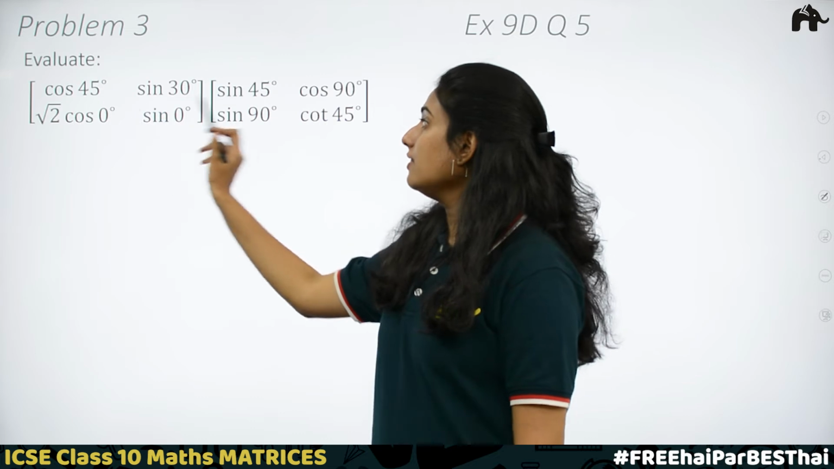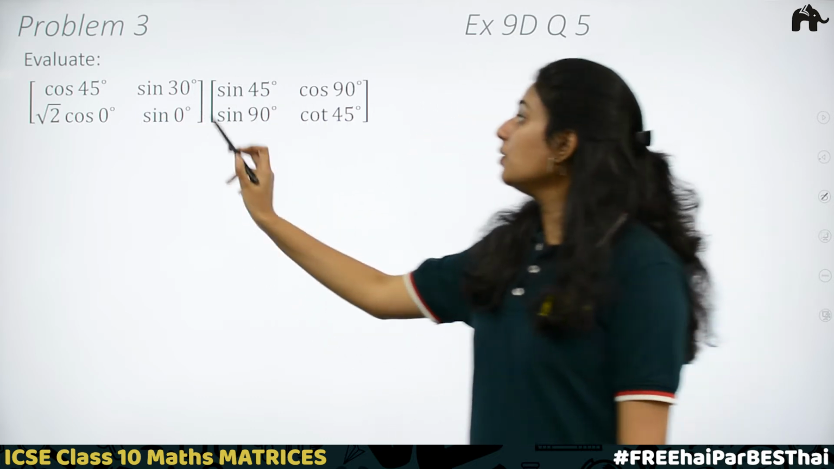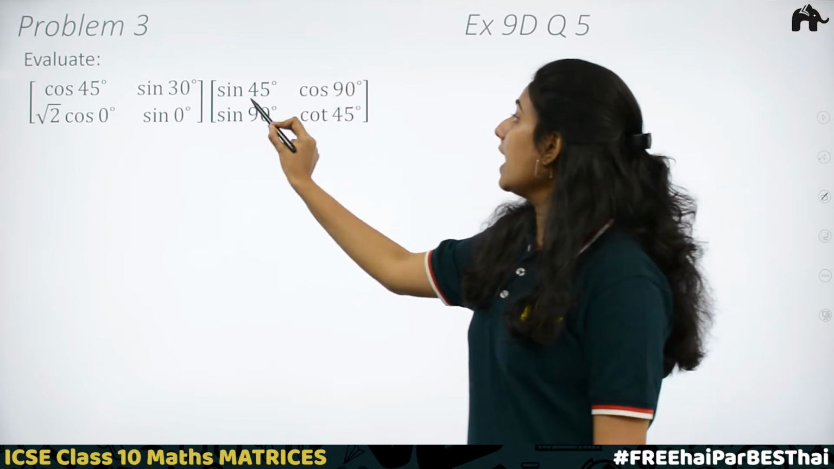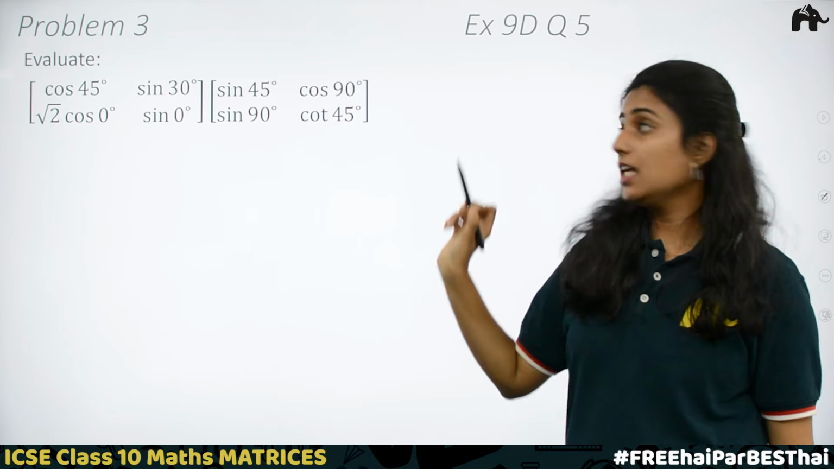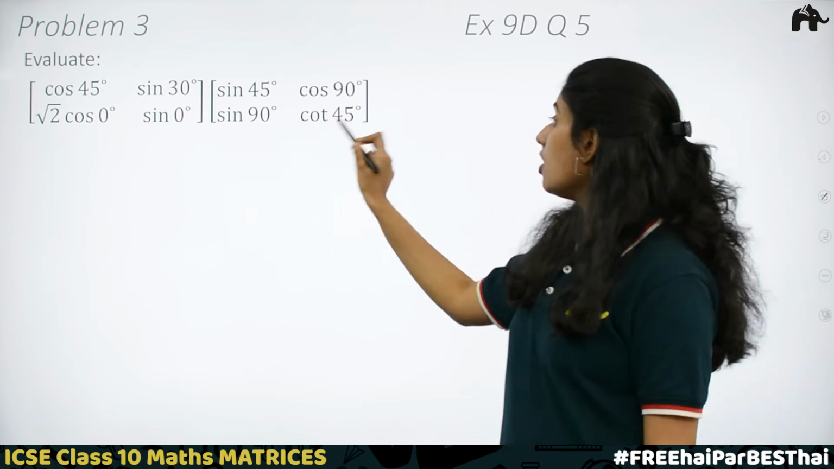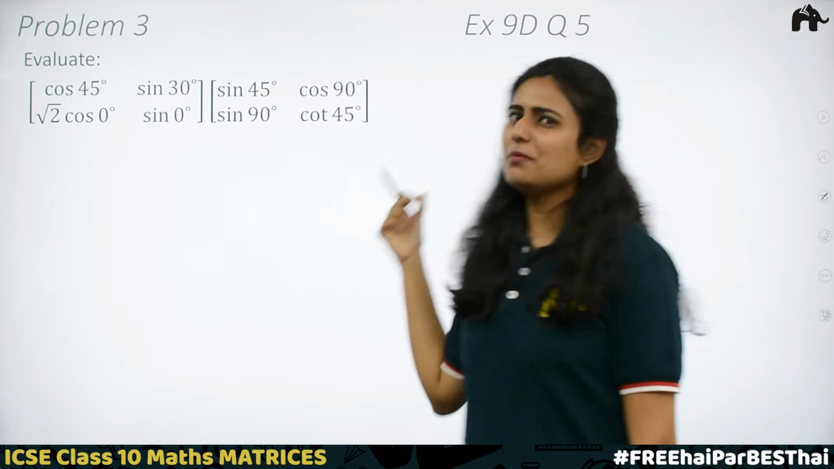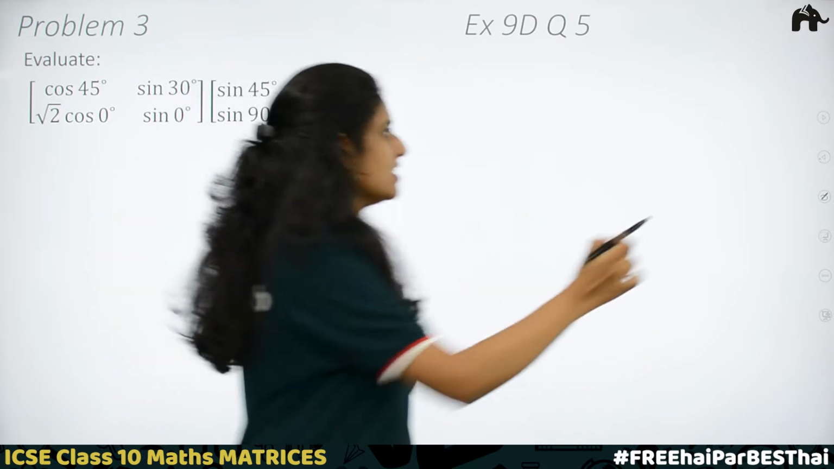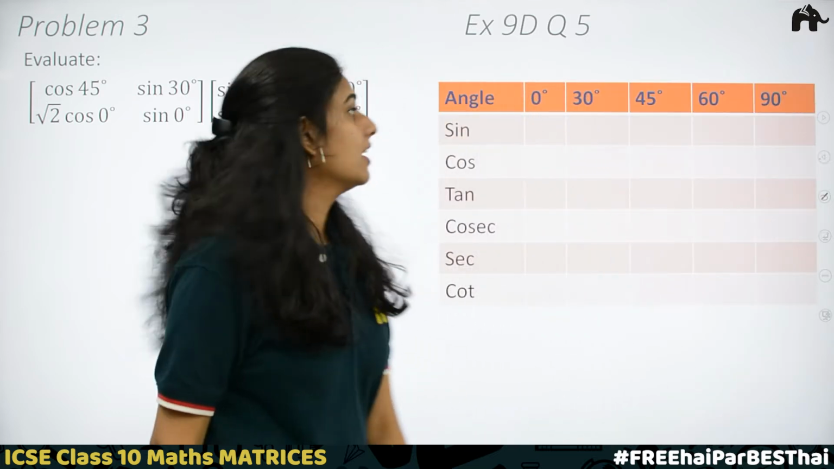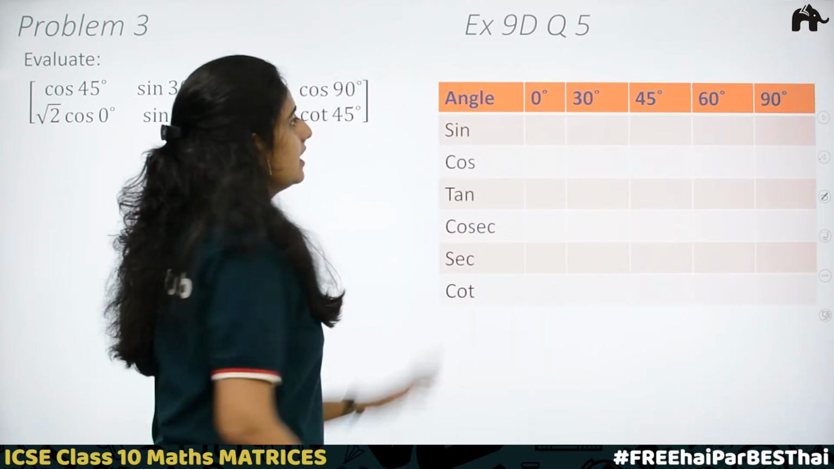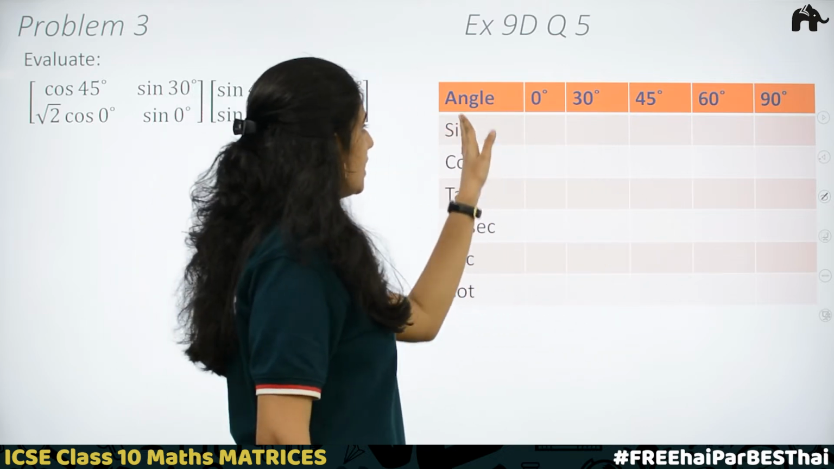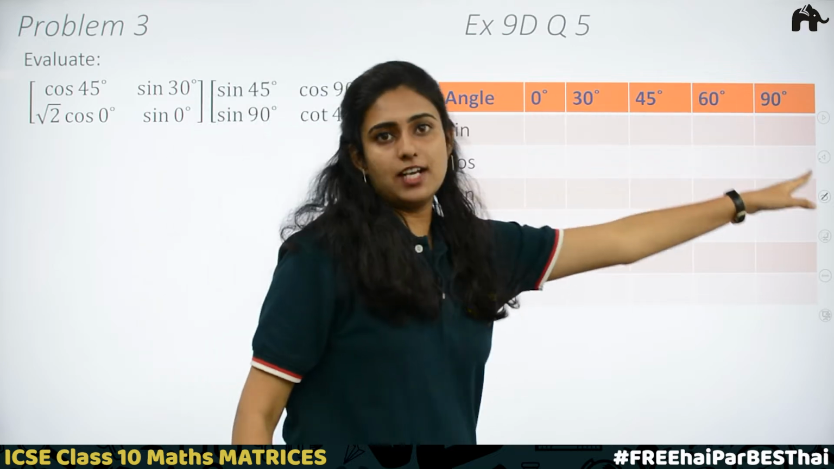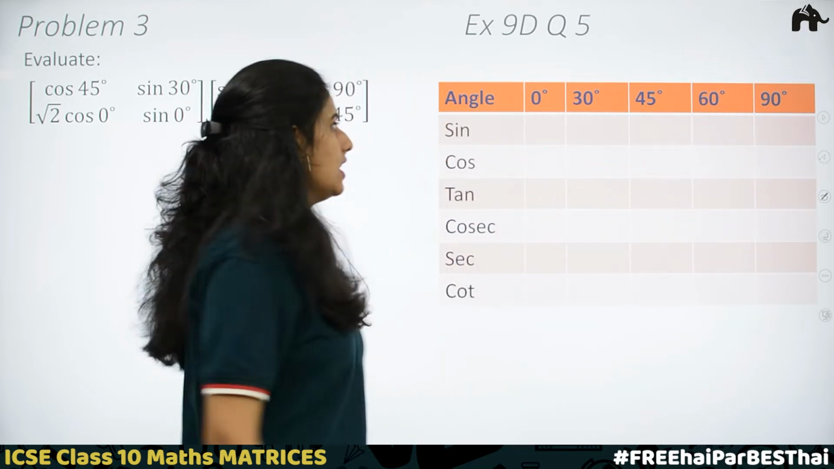Next, problem 3, question 5 of exercise 9D. Evaluate cos 45 degree, sin 30 degree, root 2 into cos 0 degree, sin 0 degree into sin 45 degree, cos 90 degree, sin 90 degree, cot 45 degree. Do you remember these values? We have studied trigonometry in detail. Just let us brush up. Here the angles are given and we are going to find the sine, cos, tan, cosec, sec and cot of the different angles. Up to 90 we will be discussing now.